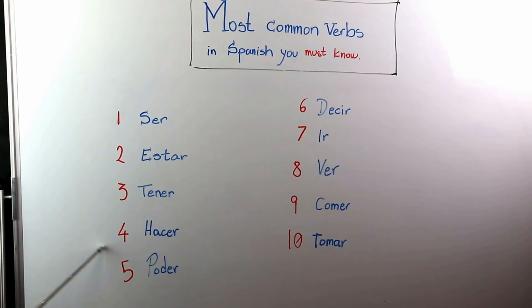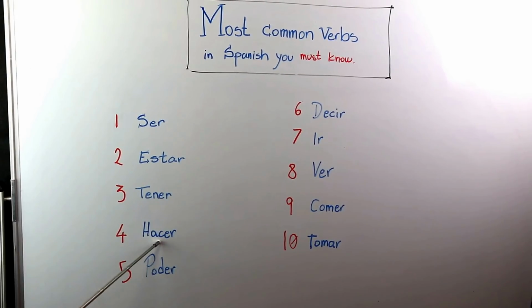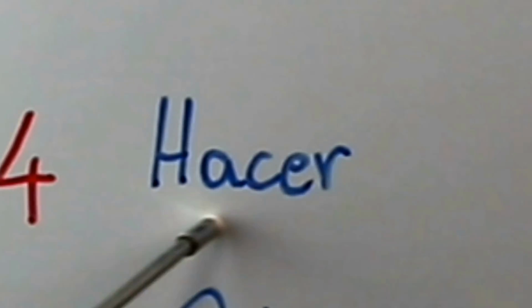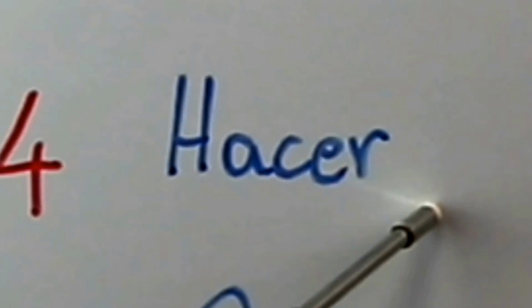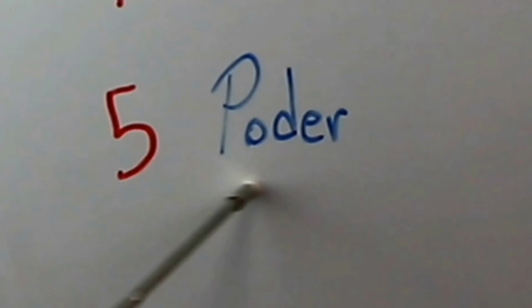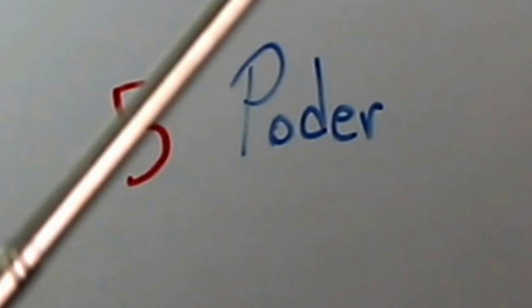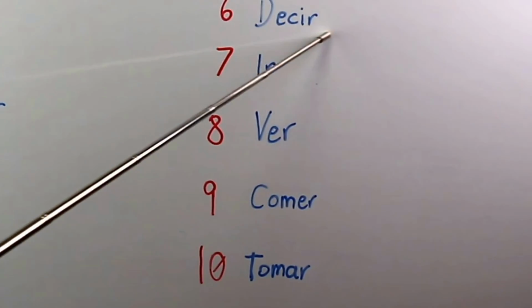Número 4, to do, another important verb. To do in Spanish is hacer. So the H is silent, so we don't pronounce it. We basically read it from here, from the A. Hacer. Hacer means to do. Número 5, poder, which means to be able. Can. I can do something. Número 6, decir. To say.